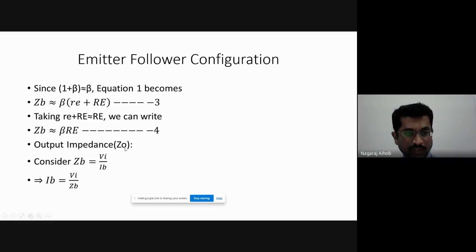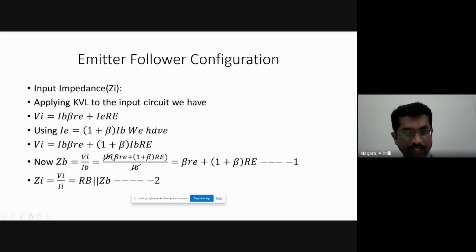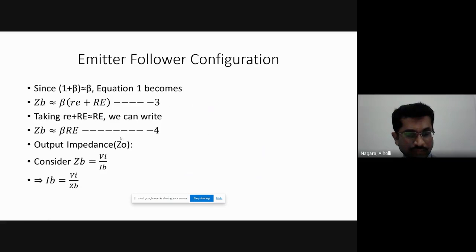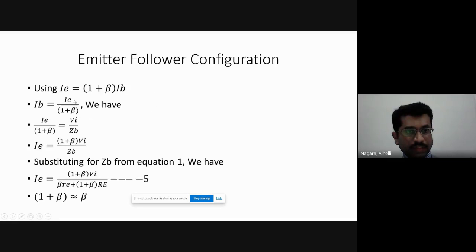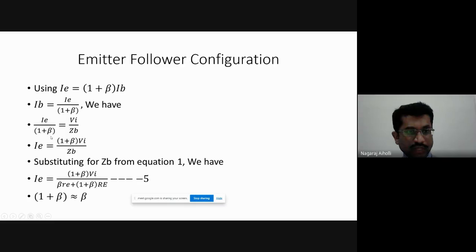Next, the output impedance Z0. Consider ZB is equal to Vi by IB, the input voltage divided by the base current IB. Arranging for IB, IB will be equal to Vi by ZB. Now use the equation IE is equal to 1 plus beta into IB. Therefore, IB will be equal to IE divided by 1 plus beta. Here we have the equation for IB, that is Vi by ZB, and also IE by 1 plus beta. Both are the same, so equate them.